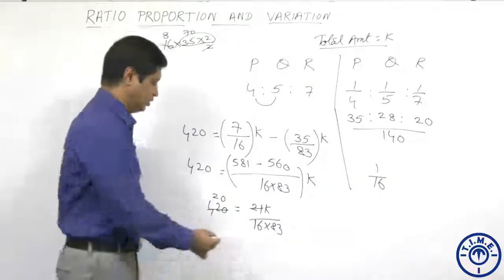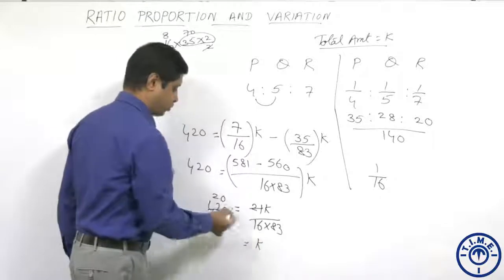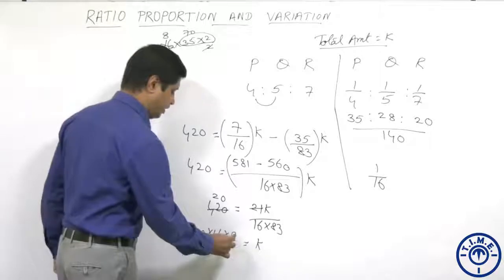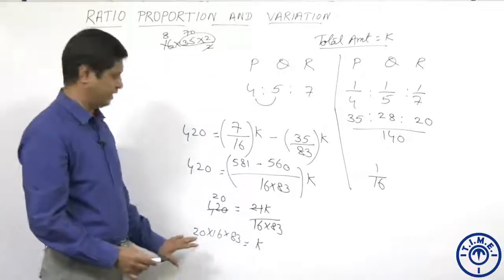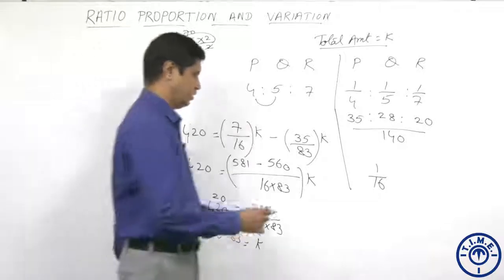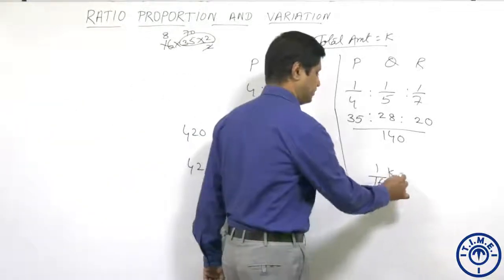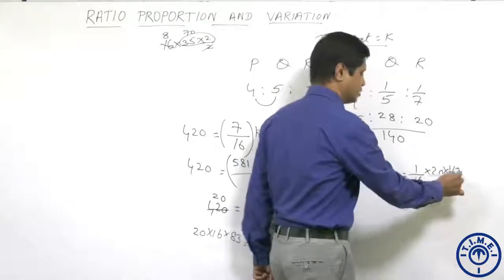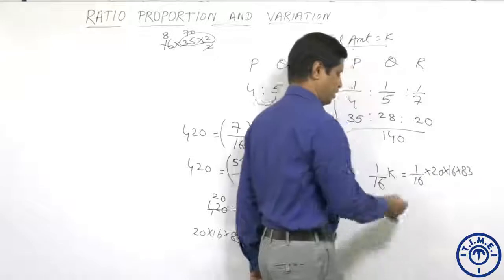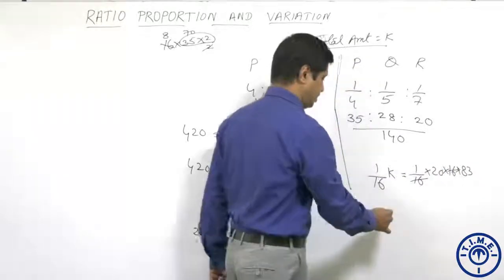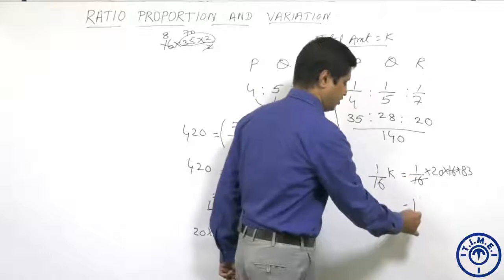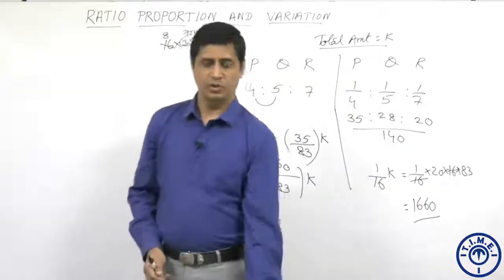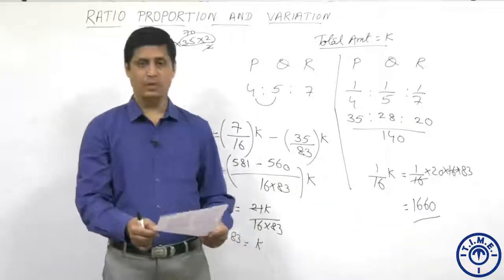What is the K value? The value of K is equal to the product of all these numbers, 20 into 16 into 83. Don't find the total value, just substitute the value here. 1/16 of the total amount, so 1 by 16 into 20 into 16 into 83. It is very easy to cancel 16 and 16, and the remaining is the answer. Now, 20 times 83 is 1660. That is the right choice. What is the option for this question? Option 4.